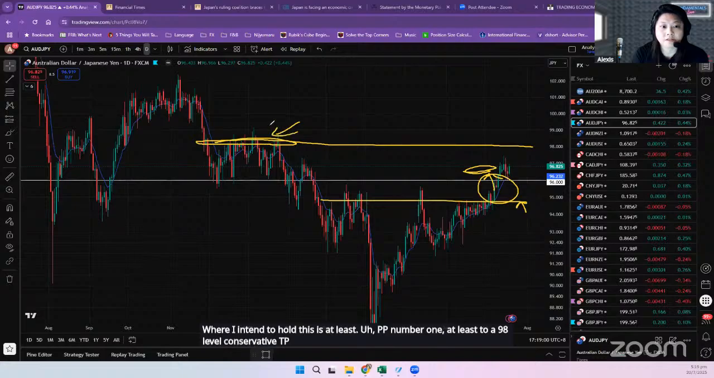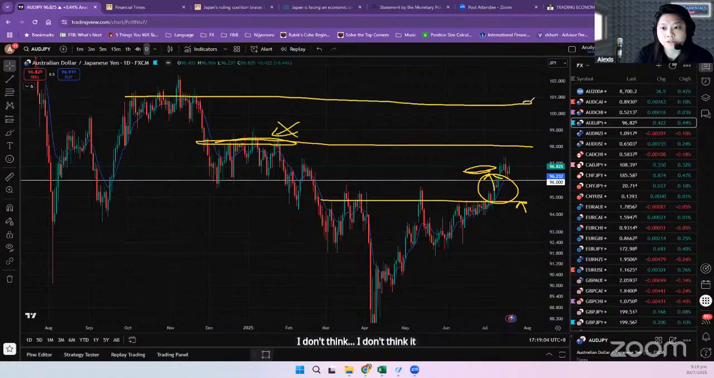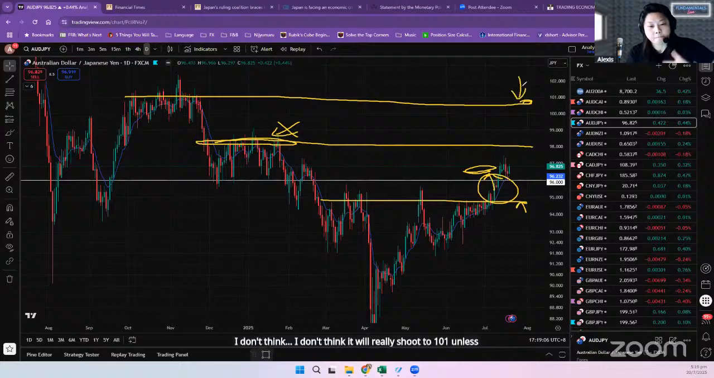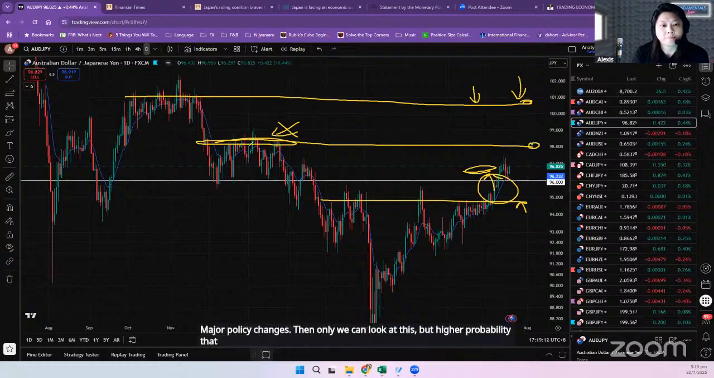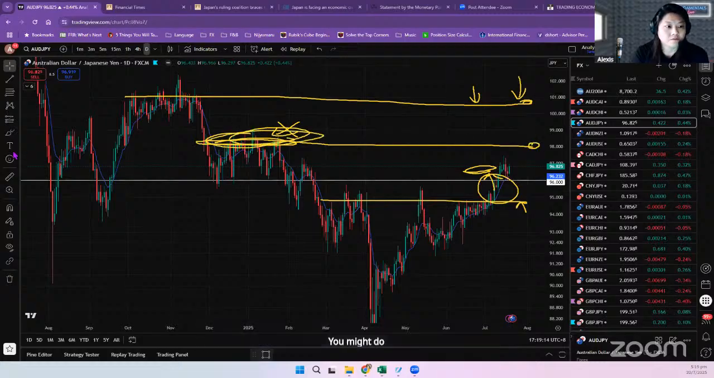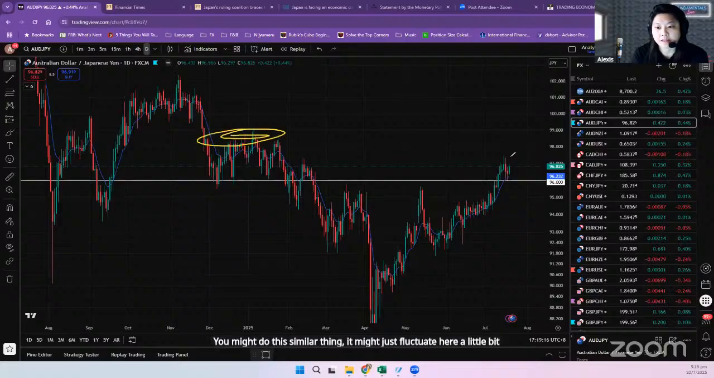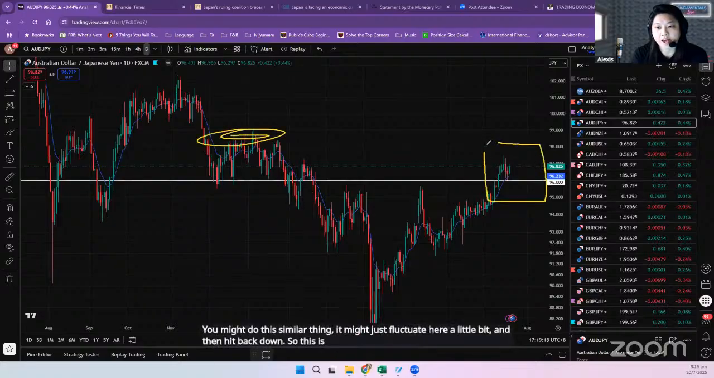This is where the previous high level is. I don't think it will really shoot to 101 unless there are major policy changes. Then only we can look at this, but there is a higher probability that it will hit 98 first. It might do a similar thing, just fluctuate here a little bit and then hit back down. So this is the range I'm looking at in the medium term, at least for Aussie yen to live in.